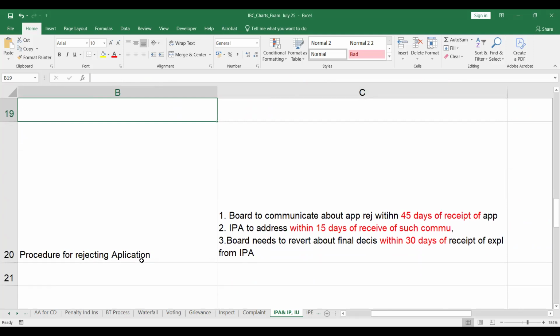Now, if the board wants to refuse registration of IP or IPA, it will communicate within 45 days of the receipt of the application, and the IPA or the IP will respond within 15 days of receipt of such communication, and then the board needs to revert about the final decision within 30 days of receipt of the explanation from the IP or IPA.